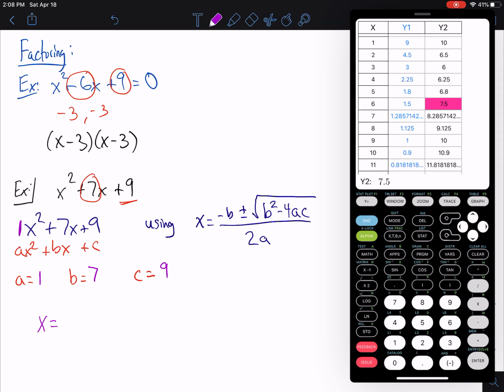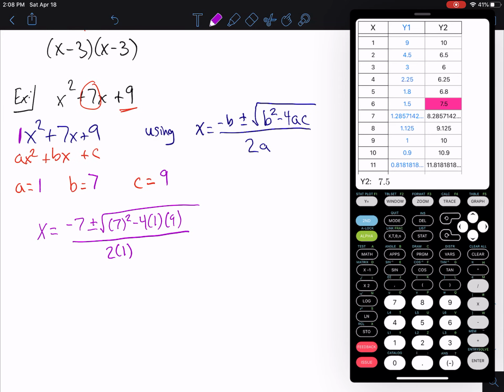So I'm going to get x equals, now negative b, so I'm going to get negative 7 plus or minus the square root of 7 squared minus 4 times 1, because I need a, times c, which is 9, all over 2 times a, so 2 times 1.